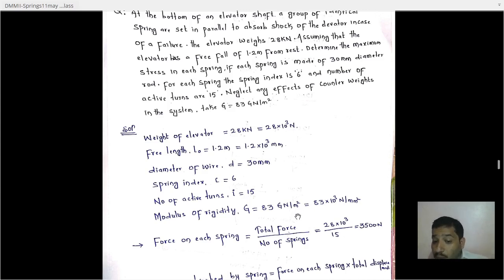1000 mm. Meter square is nothing but 10 power of 6. This 10 power of 9 and this 10 power of 6 will cancel. The remaining is how much? 10 power of 3. Is it right? The 83 stays as it is, Newton per millimeter square.